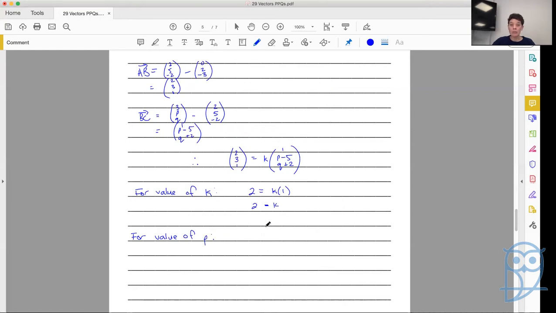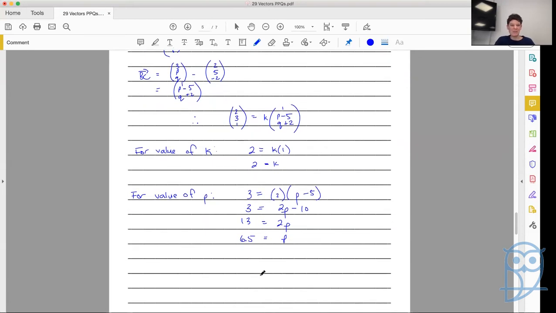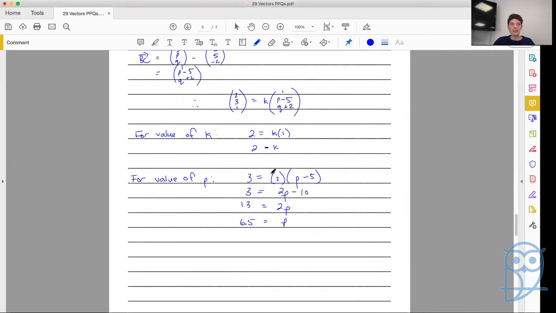Then we can do the value of P. Now we use our Y components. So 3 equals 2 times P minus 5. So we would have 2P minus 10. 2 times minus 5 is minus 10. There's our 3, so 13 equals 2P, and P equals 6.5. Decimals can be neater when it comes to vectors. Fractions are a little bit clumsy. So let's go for 6.5 for P.